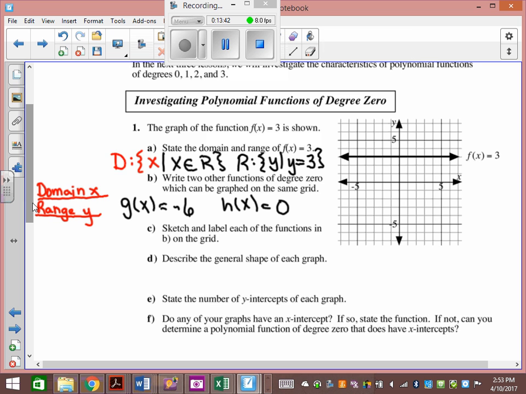So g of x equals -6. So I go to -6 and I draw a horizontal line because this is crossing through y equals -6. So that's my g of x graph. And then my h of x graph is when y equals 0. Y equals 0 on the x-axis. X equals 0 on the y-axis. Okay? So y equals 0 on the x-axis.